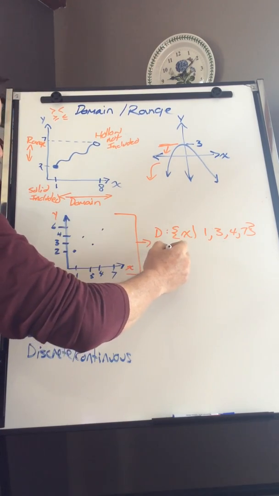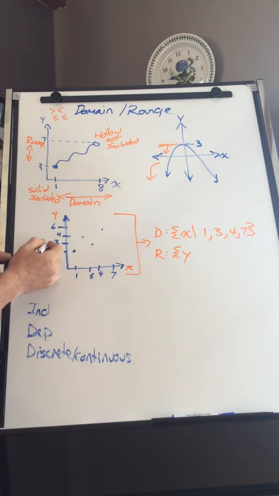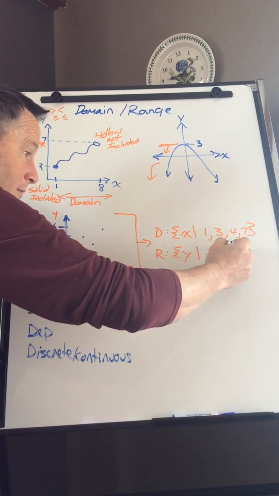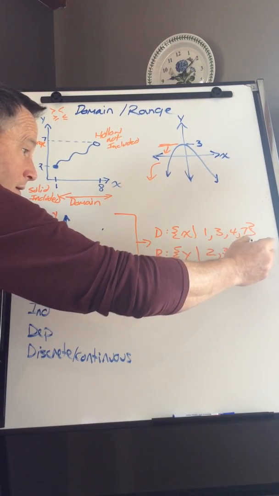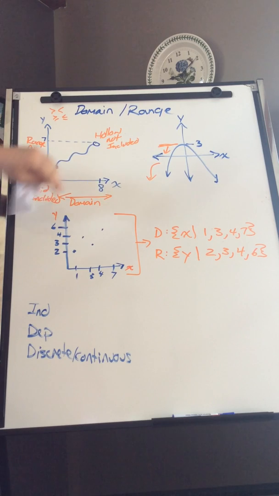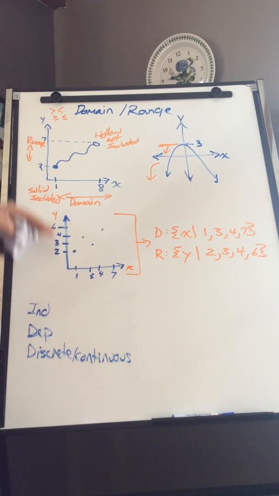Range, well, it's my Y values. So I get a 2, a 3, a 4, and a 6. 2, 3, 4, 6. Done. So when it's set up like this, where it's just dots, I just write the values. The possible X values, the possible Y values. Okay, so that's domain and range.